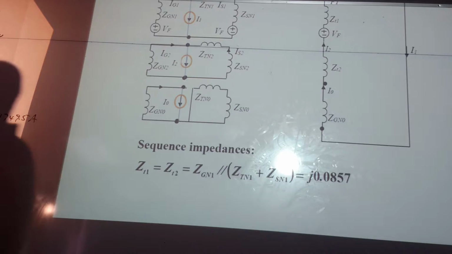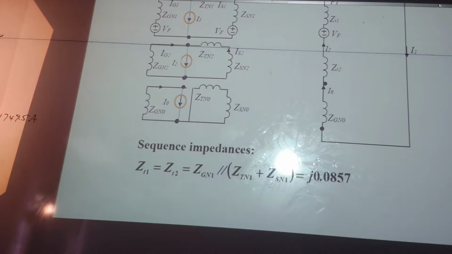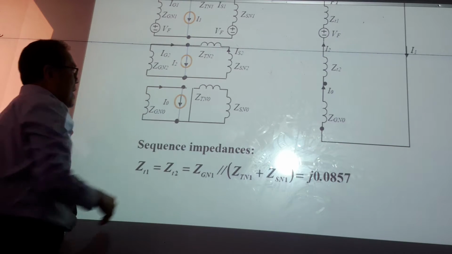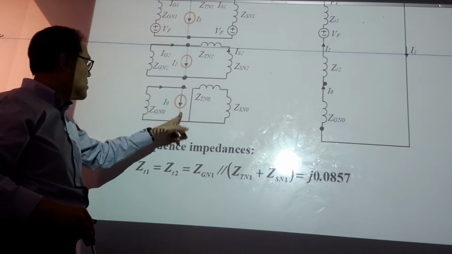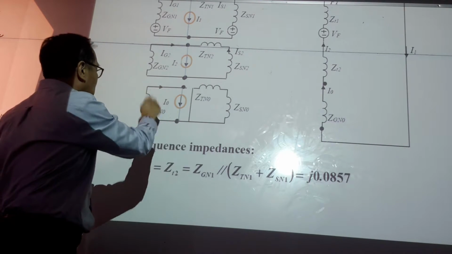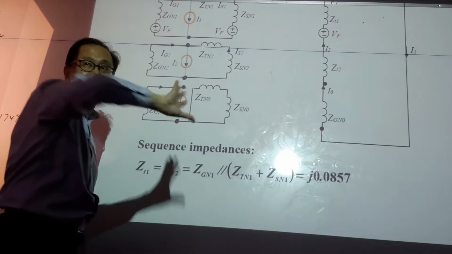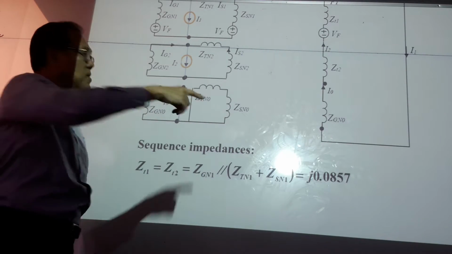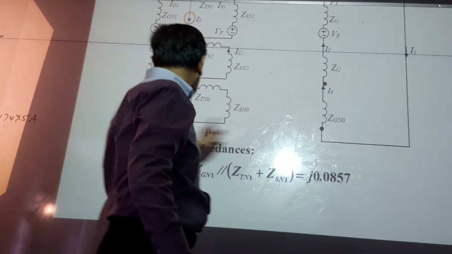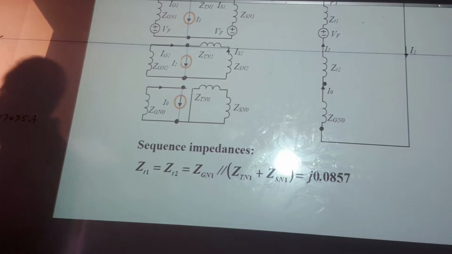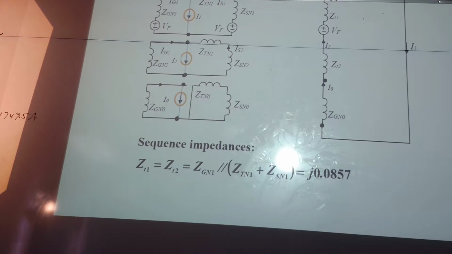But delta, the zero sequence current cannot come out. So you will see that it's broken here. When you compute the zero sequence by looking into here, take it out, it has only this value. This one is outside because it's not connected. That's why this value is the same as this guy, 0.04.